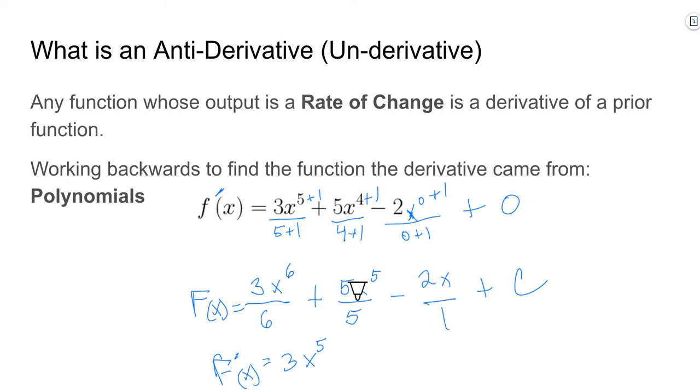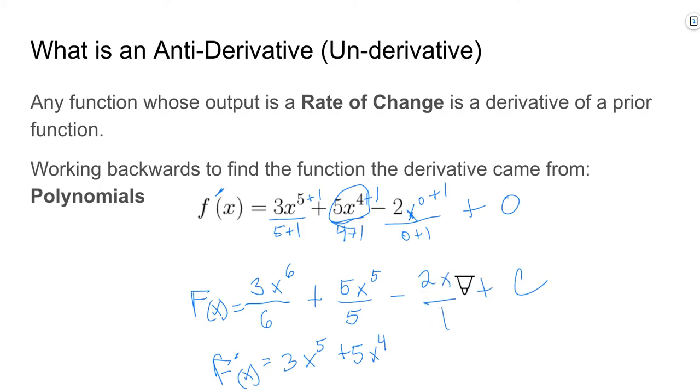Okay. The second one, I bring the 5 down. 5 divided by 5 is 1. There's still this 5 here. I subtract 1 from the exponent, I get x to the 4th. That's what I had here. Okay, so things are checking out good.